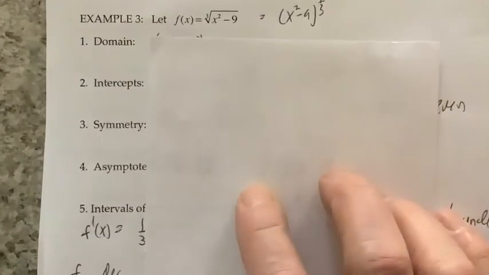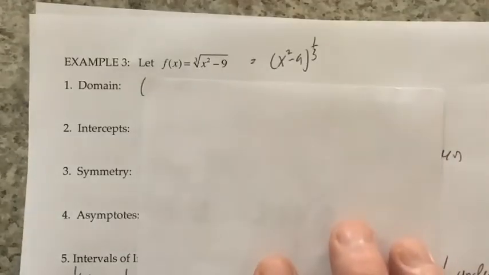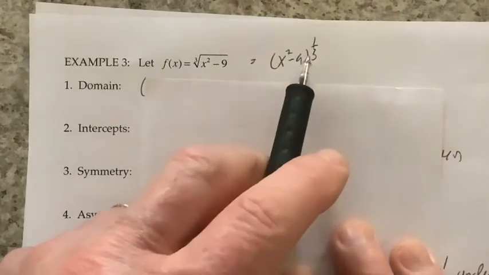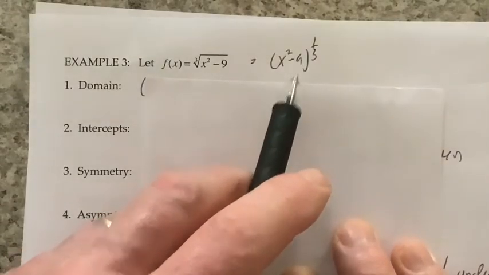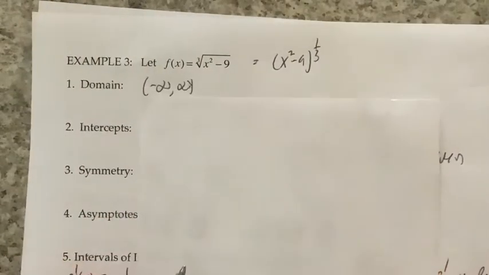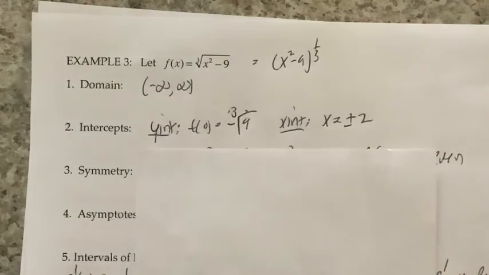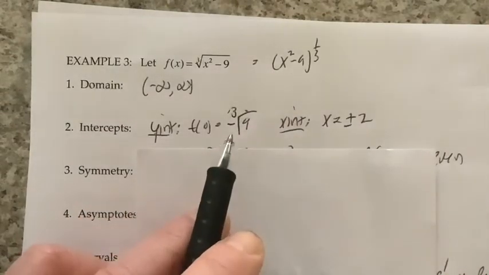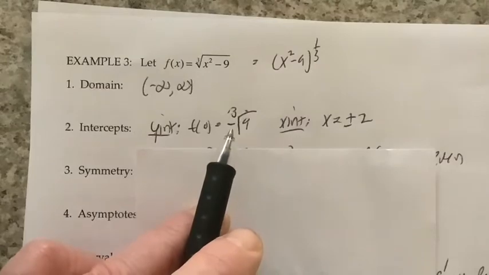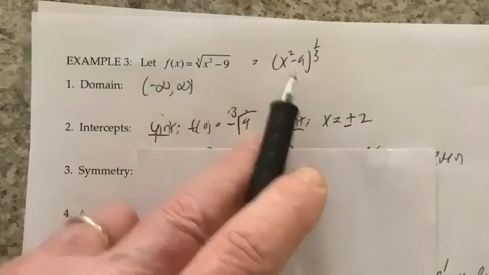Amazing, isn't it? This one is x squared plus 9 to the 1/3. So what is the domain? The domain is all real numbers, right? You can have a cube root of a negative number. The intercepts: if you plug in 0, you get the cube root of -9, which is defined. And the x-intercepts are at plus or minus 3.